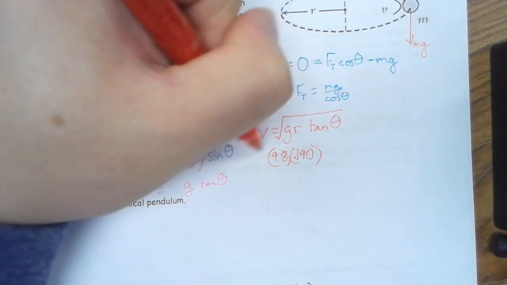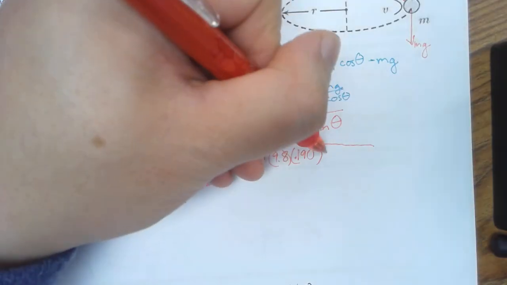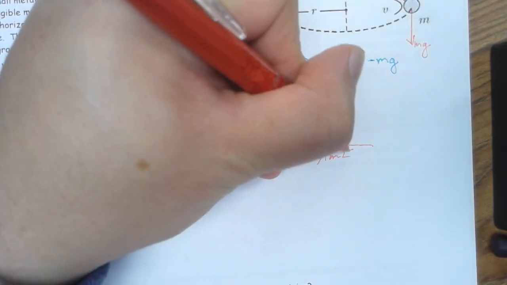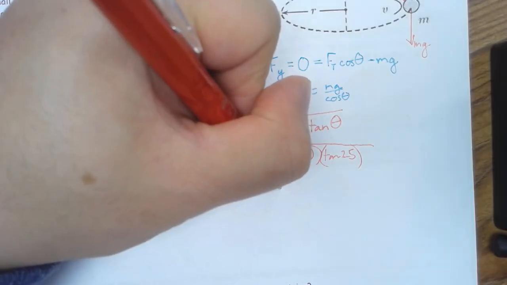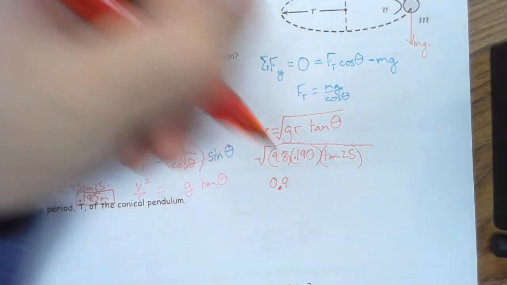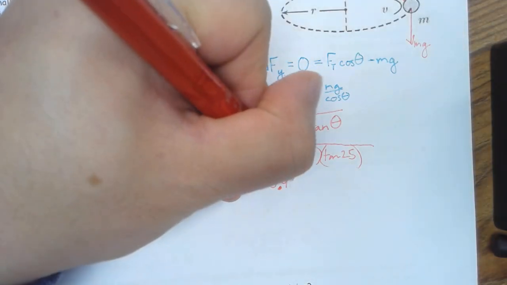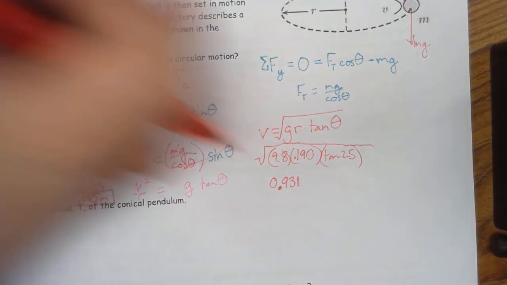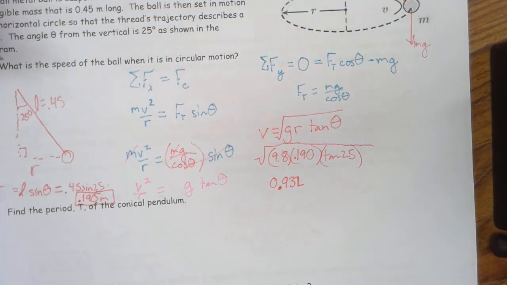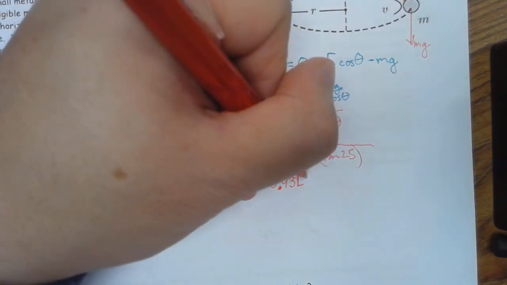9.8. What's the square root of 9.8 times 0.19 times tangent 25? What'd you get as your final answer? 0.931. 931? Yeah, if you round it off, it's 0.932. Okay. Meters per second. Good.